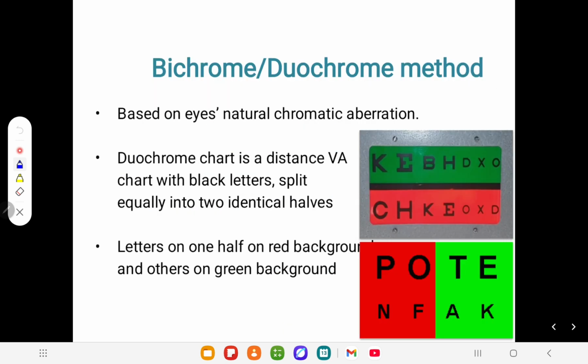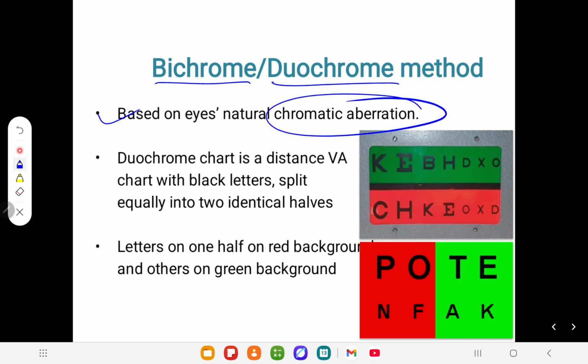Another and the most reliable method is the bichrome or duochrome method. It's based on chromatic aberration. Which type of chromatic aberration? I have already told you in the aberration chapter. It's longitudinal chromatic aberration, or axial chromatic aberration.